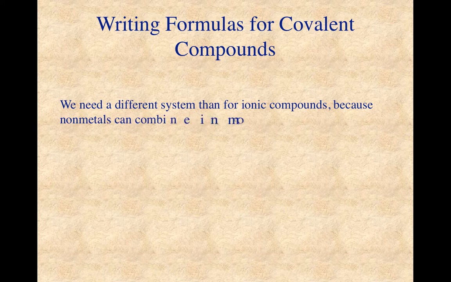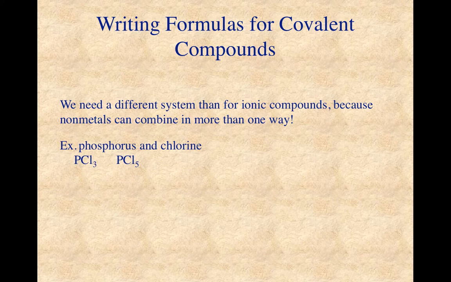We have to tell you why we need a different system for writing formulas, and we're about to do that. The problem with covalent compounds is the elements often combine in more than one way. If we reacted phosphorus with chlorine, we could get PCl3, but we might also get a lot of PCl5. Whereas if you do ionic compounds, if you reacted sodium with sulfur, you know you're going to get Na2S. They'll only combine in one way.